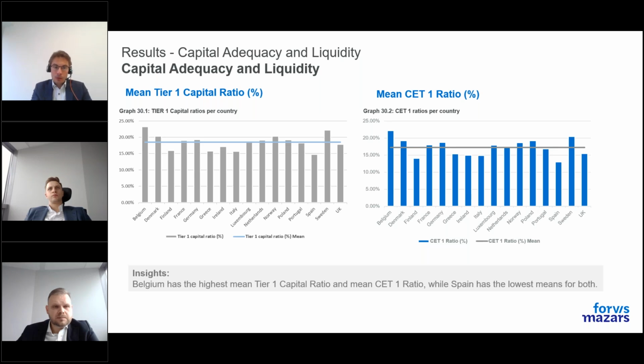Here we present mean Tier 1 capital ratio observed in the sample per country and mean CET1 ratio per country. And here again, Belgium has the highest mean Tier 1 capital ratio and mean CET1 ratio, while Spain has the lowest ratios for both metrics.